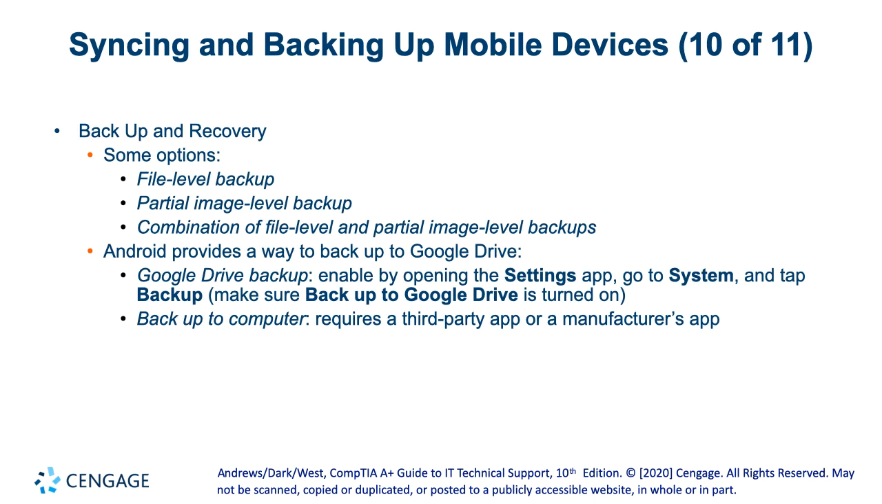Backup and recovery, right? So you have several choices. You can do a file-level backup, a partial image-level backup, or a combination of file-level and partial image-level backups. And then Android phones provide a way to back up to Google Drive, but then you can back up to a computer, but it requires a third-party app.